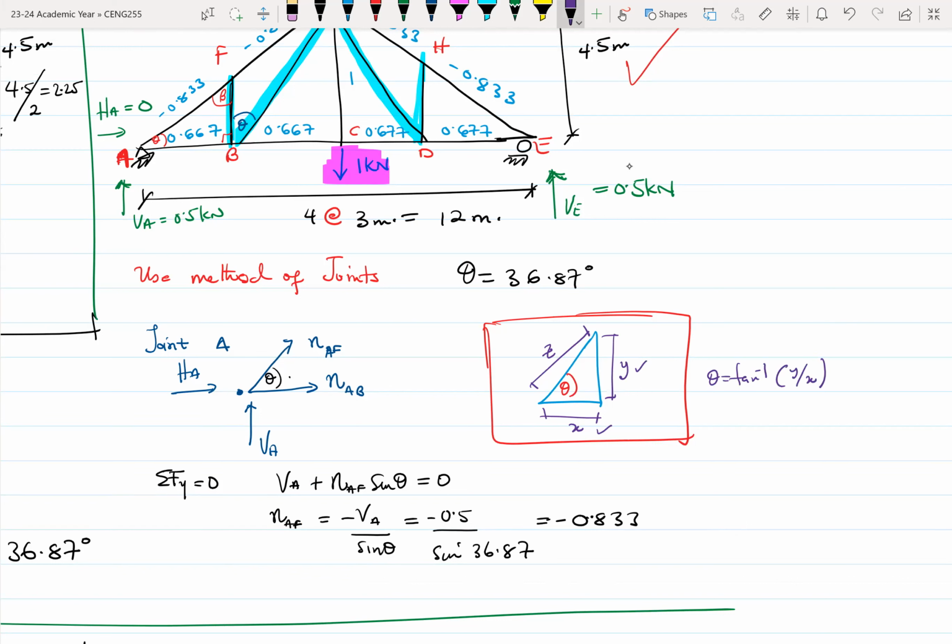If you know z and y, then theta becomes tan inverse of y over z. It's not tan, sorry, sine inverse of y over z. And theta can also be cos inverse of x over z. So these are the options. Usually we find ourselves using the top one most of the time.